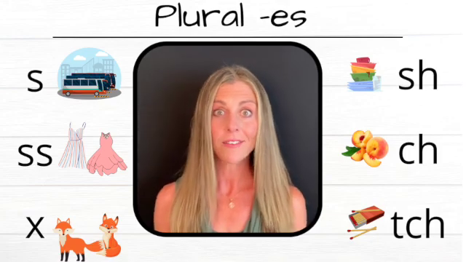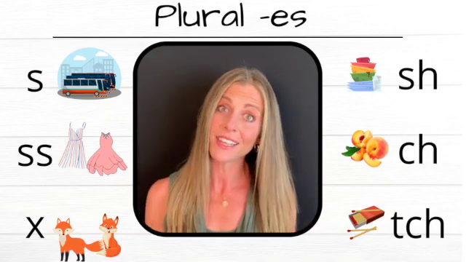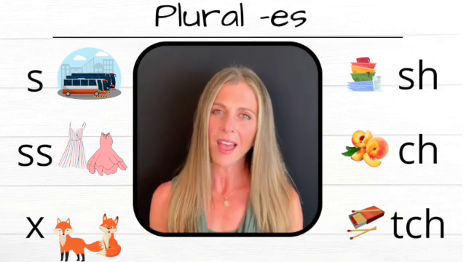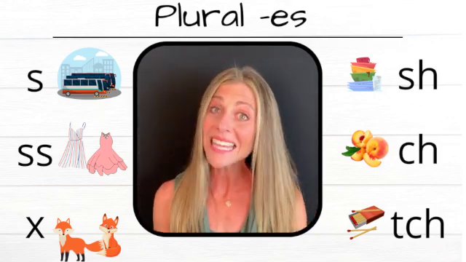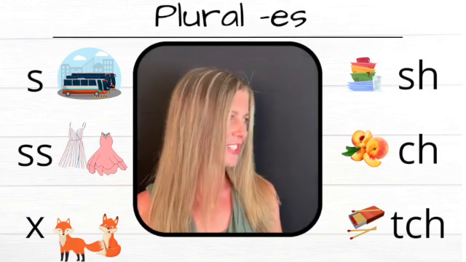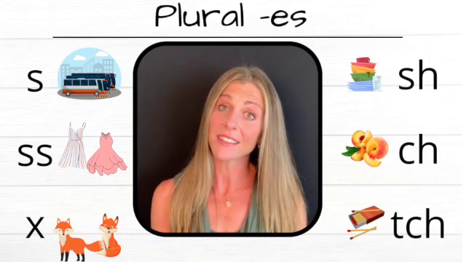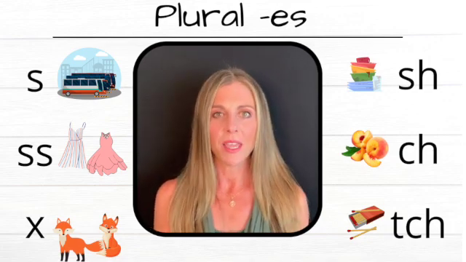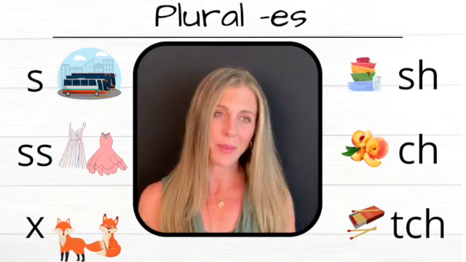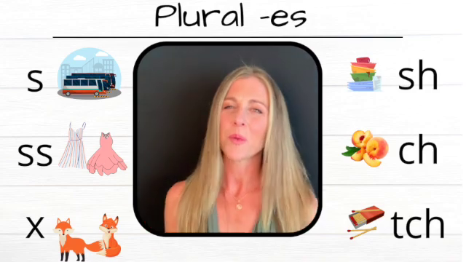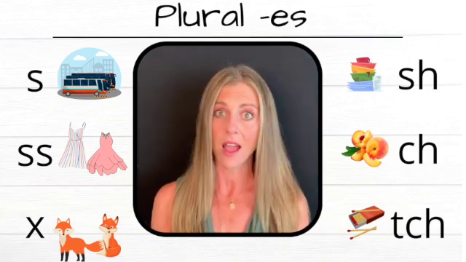So we have dish or dishes. Dish is singular, dishes is plural. And when we have dishes, it ends in an SH. That means we add the ES. We also have peach and peaches. When peaches is written and it has that CH and we make it plural from peach to peaches, we add an ES. Also on the bottom, matches. When we write matches, it ends in TCH. It gets an ES, not just an S.